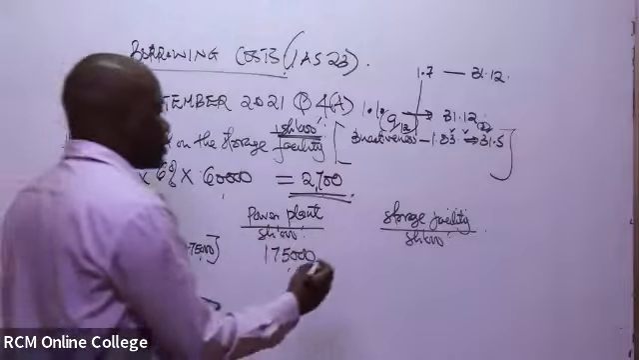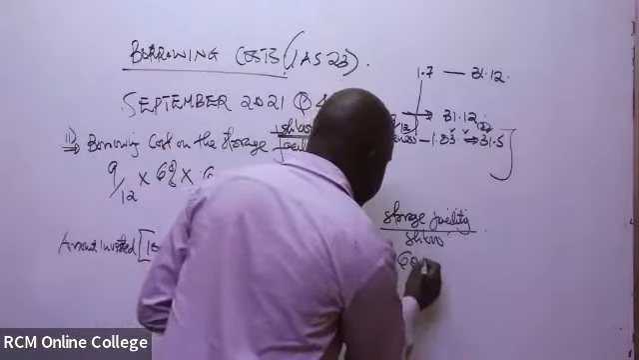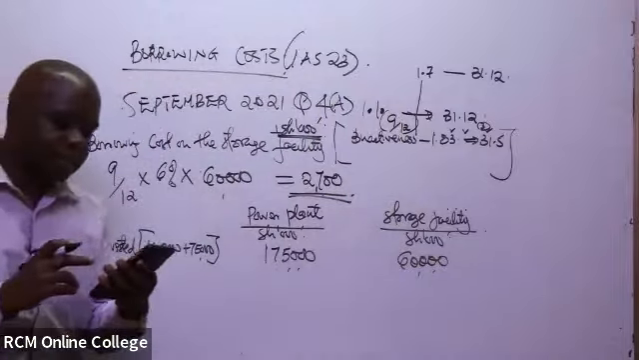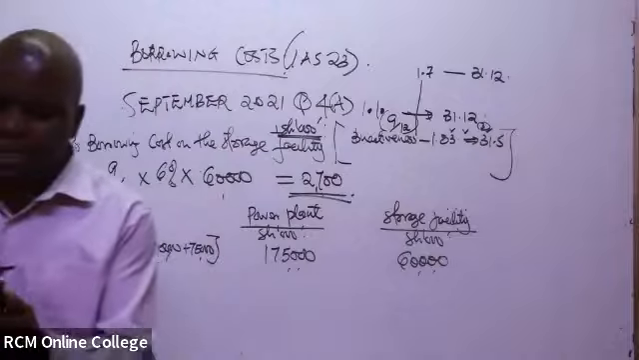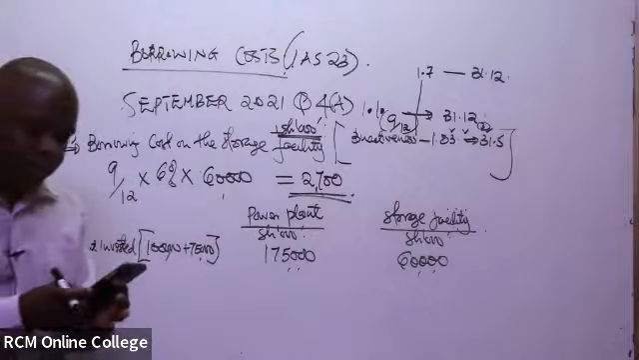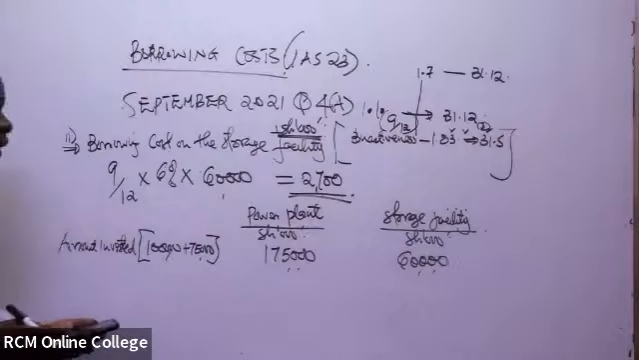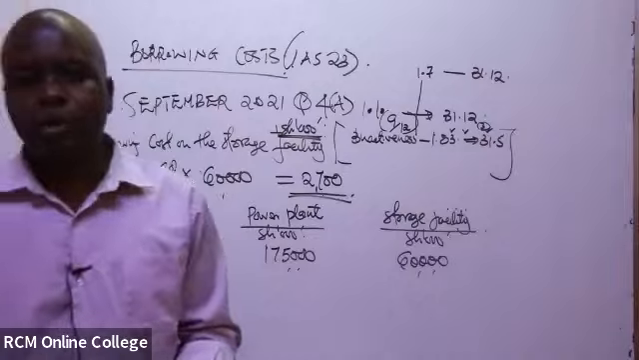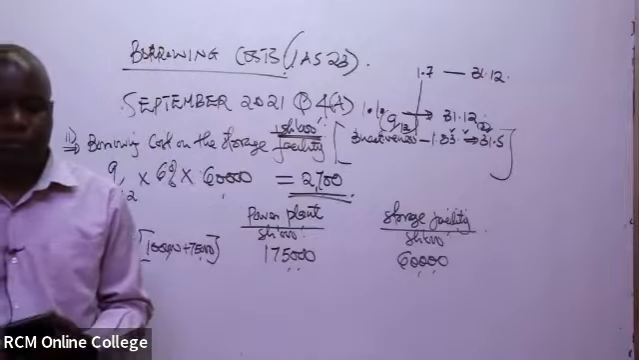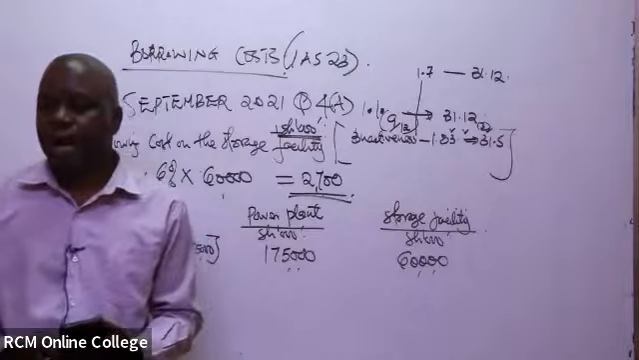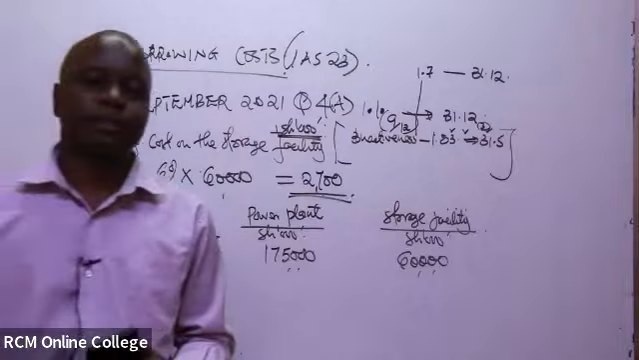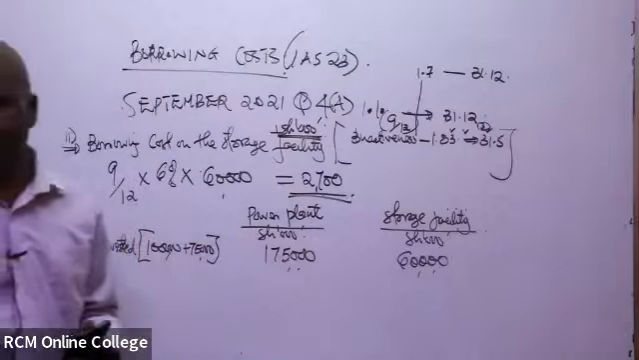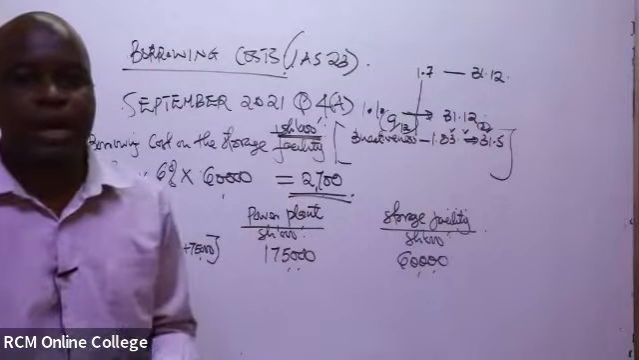And in this storage facility, they invested by the end of the year 60,000. But now what they want us to determine is the value of the asset in the books of Darubini Limited by the end of this year, 2020. So what are we going to add to get the value of the asset by the end of the year?